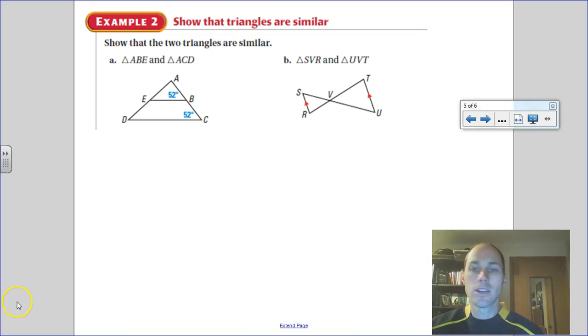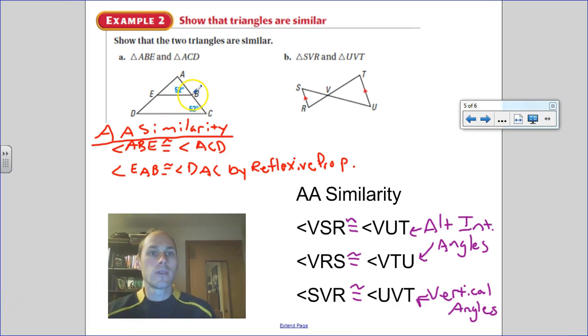Pause the video, start it again when you're ready. So I can prove both these triangles are similar by AA Similarity. First example, angle ABE is congruent to angle ACD because that's given to me. And angle EAB is congruent to angle DAC because it's the same angle, the reflexive property. So I've proven that at least two of the angles are congruent, so the triangles have to be similar.